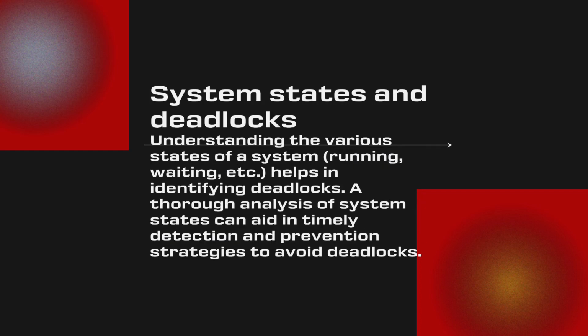System states and deadlocks. Different system states, such as running, waiting, and blocked, are integral to understanding how deadlocks occur. By analyzing the transition between these states, system administrators can identify deadlocks. Recognizing patterns of process behavior and resource usage is essential for effective deadlock detection and resolution strategies.